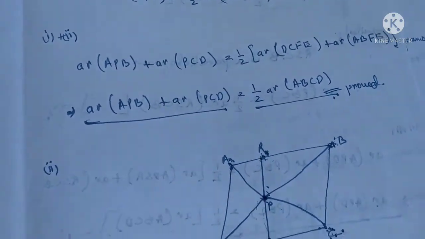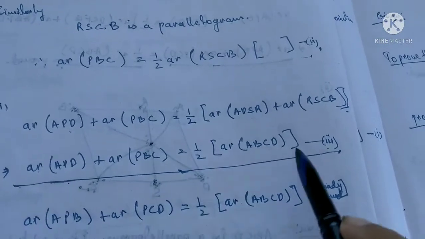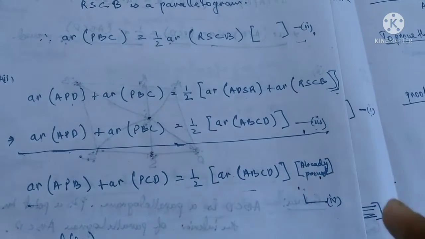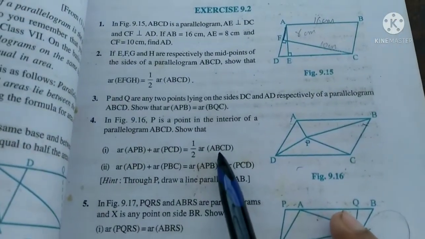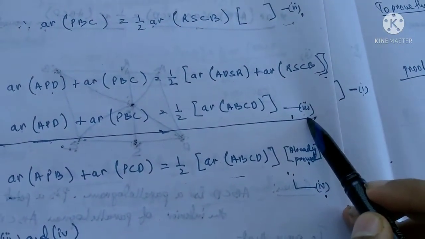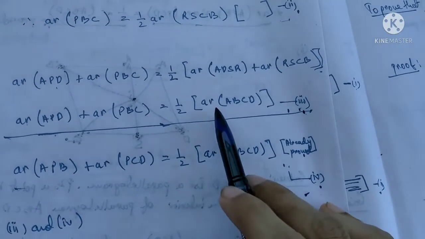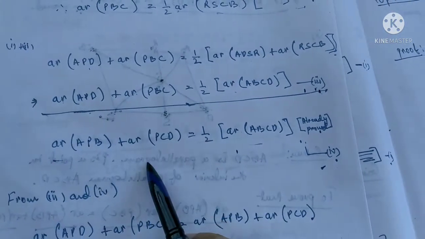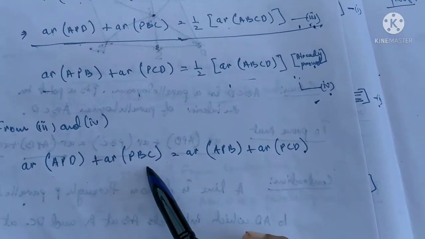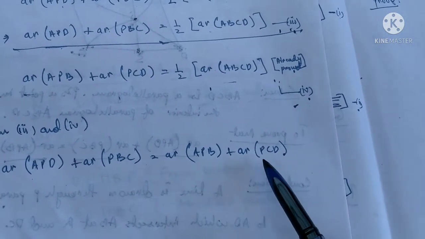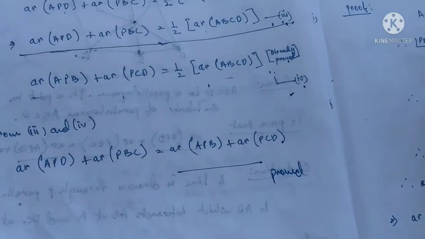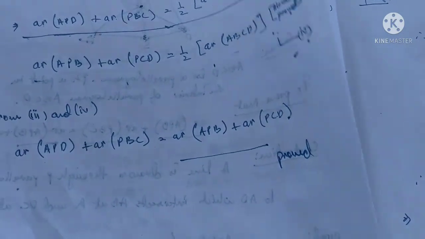Now if you compare these two equations, this one I will write again. This is already proved because I have already proved it in the first one. So this one I will give equation 4, and just now that I have proved this is equation 3. From 3 and 4 what do I get? You see right hand side equal there, so left hand side equal I can say. So therefore from equation 3 and 4, area of APD plus area of PBC is equals to area of APB plus area PCD, and this is our proof. Understand? That much only.